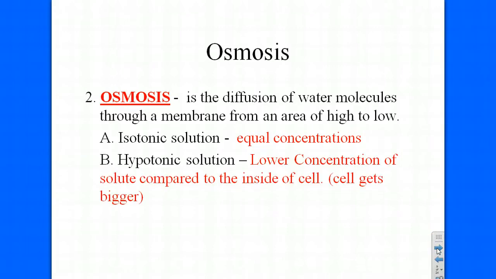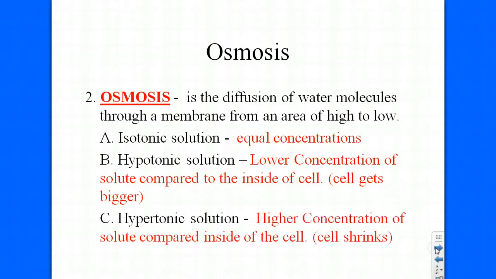the cell. A hypotonic solution is where you have a lower concentration of a solute on the outside of the cell compared to the inside of the cell. As a result, water will move into the cell and the cell will get bigger. So hypotonic, the cells get larger because water wants to move from an area of high concentration to an area of lower concentration. And the term hypertonic is referring to a solution that has a high concentration of solute.